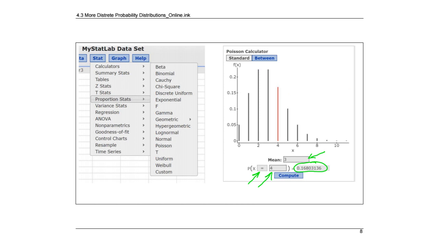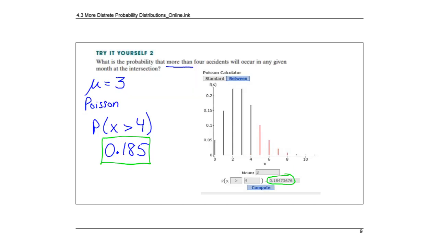So this is showing you again, we're going to go to Stat, Calculator. We're going to come down to Poisson. We're not doing that one. And then we put the mean in, we put that x is equal to 4, and we get our probability. Thank you, StatCrunch.